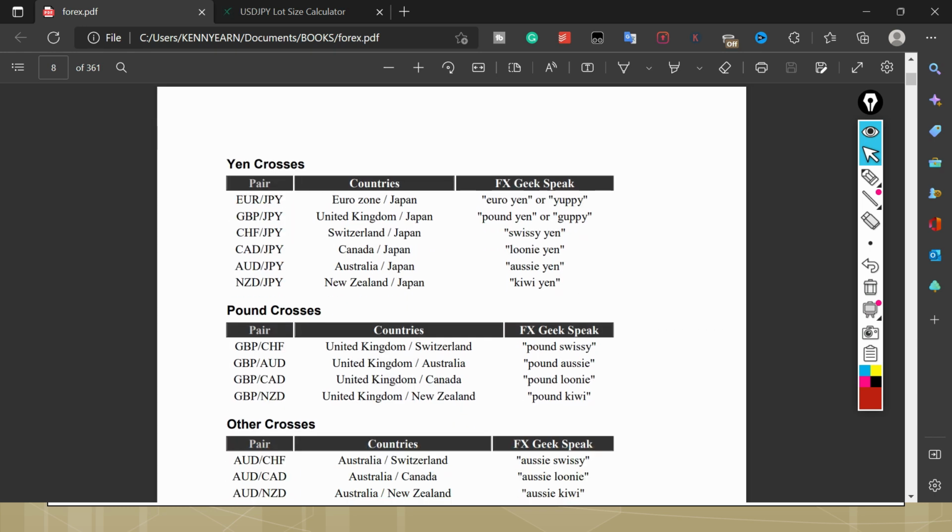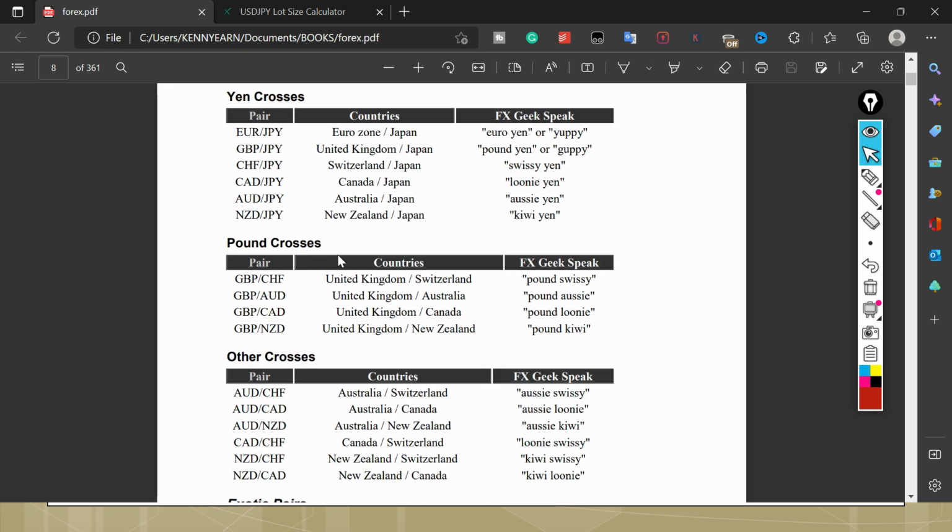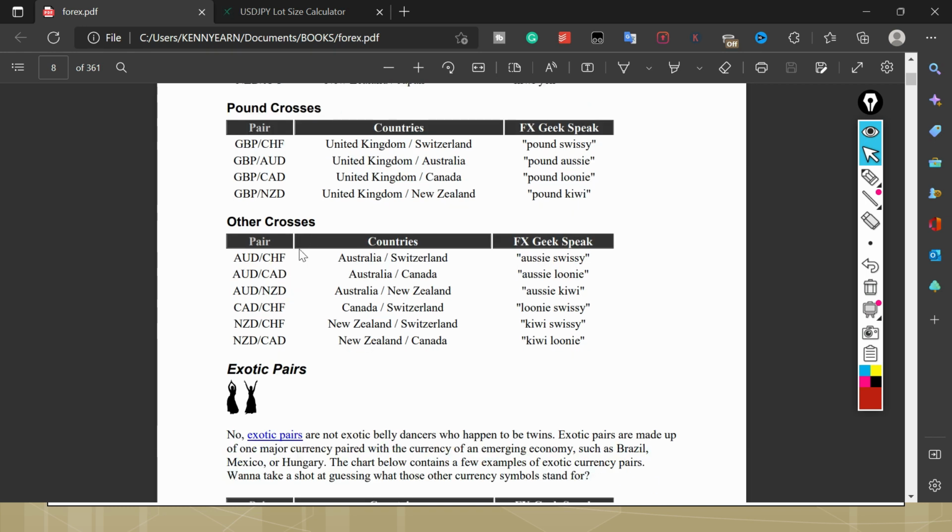This one is the yen crosses, EUR/JPY. This is also one of my pairs. I trade EUR/JPY a lot. The nickname is Euro Yen. You could just play around with this, but just know that these ones without dollar are minor currency pairs. These ones are pound crosses: GBP/CHF, GBP/AUD, GBP/CAD, GBP/NZD. So it's other countries' currencies crossing each other, but without the dollar involved in them.